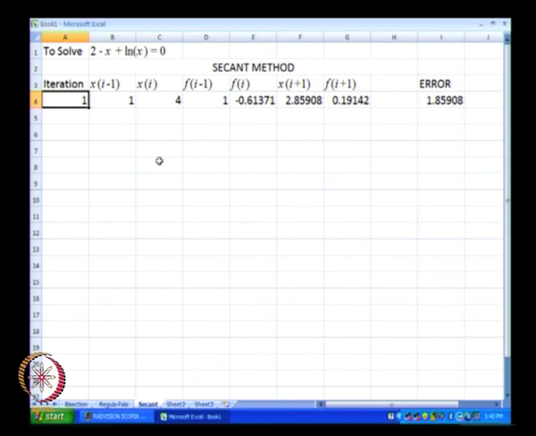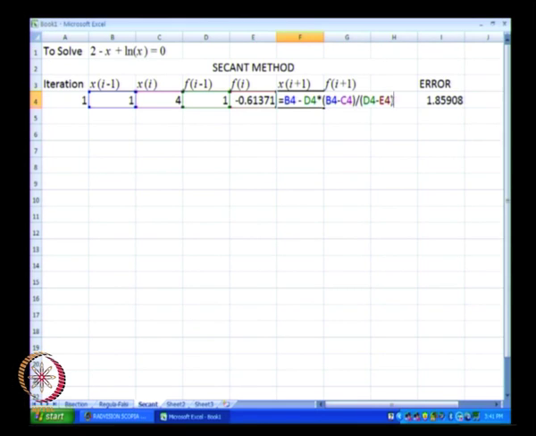So we start off with the two initial solutions, x of 0 is equal to 1 and x of 1 is equal to 4. We calculate f of 0 again the same way as we had calculated in the previous lecture of this module, 2 minus B4 plus ln of B4, and likewise f of I is going to be 2 minus C4 plus ln of C4. X of I plus 1, as we had said, was computed using x of I minus 1 minus f of I minus 1 multiplied by xi minus xi minus 1 divided by fi minus fi minus 1.